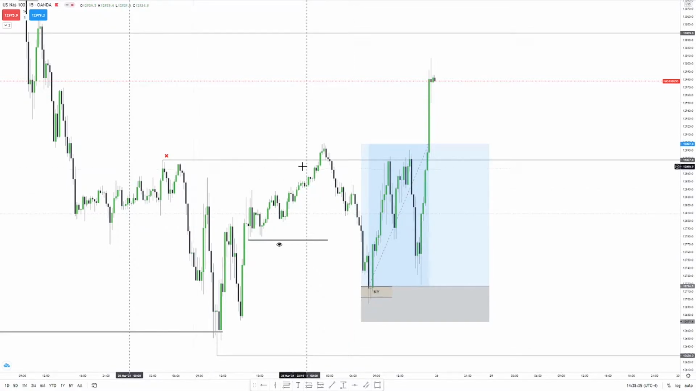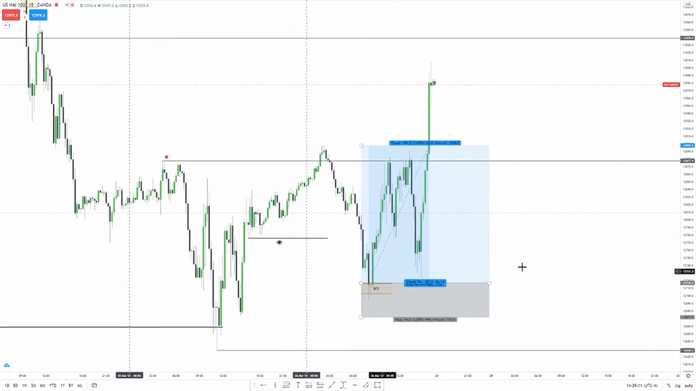I just waited for price to take out the old high. As you can see, I marked out the red X right here to take out the old high and then take out these lows right here, because I just marked this out as an area of liquidity, where buyers could jump in during New York session, and that's why I marked it out down here. That was just a trade that I caught on Friday.